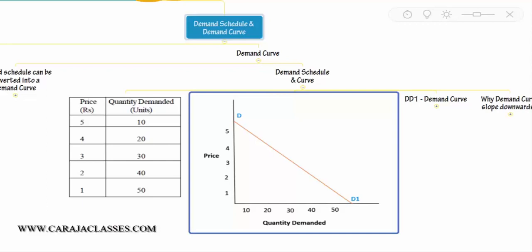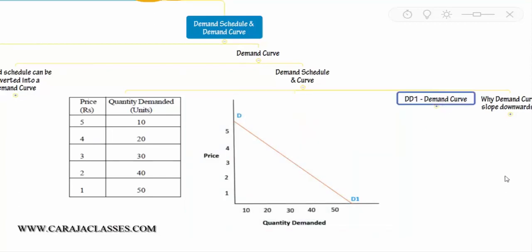And what you can notice is when the price is around 5, if I mark it somewhere here, the demand is 10 units. Whereas when the price is 4, the demand is increasing. When the price is 3, the demand is increasing, and when the price is 1, the demand comes up to 50. Okay, and if you join these points, you get demand curve, that is DD1.